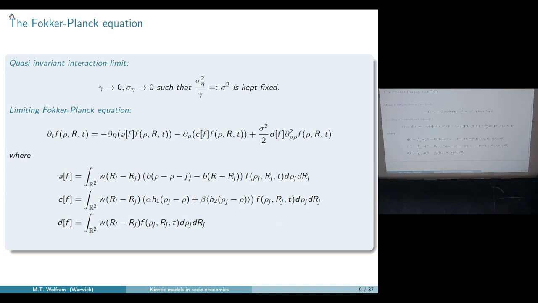Since this is a Boltzmann equation, it's not so nice to handle, so it's often helpful to study it in certain limits. What you do is the quasi-invariant scaling limit, or interaction limit. Gamma is the scaling parameter that we had in front of our binary interactions; we let it tend to zero, and the diffusion tend to zero such that this ratio is constant. This has been done quite many times before. And in this setting, similar to the first slide that I showed you, we derive again a Fokker-Planck equation.